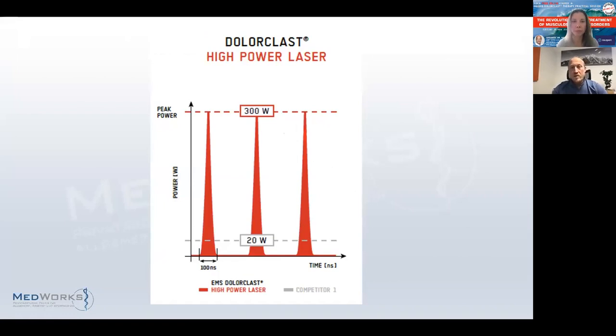The difference between the high power laser of EMS and all the other lasers is that the peak power is about 300 watts. It's really 300 watts. We did measurements with lasers that are not at 20 watts, what they tell us they have, but the EMS laser is really 300 watts, very, very high power, and it is pulsed. That means it goes on and off and on and off. So you have no burning of the tissue, but you have the real effect of 300 watts in the deepest parts of the tissue where you want to have it.